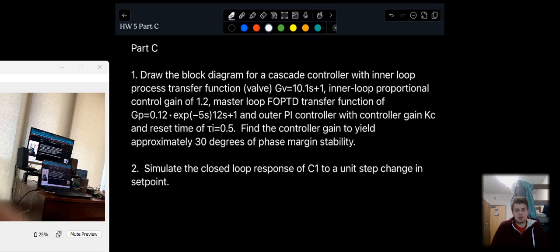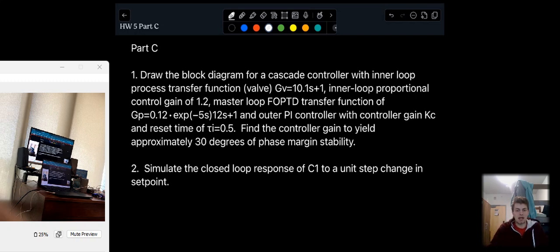And so what we're going to do is, of course, simulate a cascade controller. We're going to use our frequency response analysis to approximately give us some degrees of stability, and then we're going to simulate that closed loop response. So without further ado, let's talk about it here.